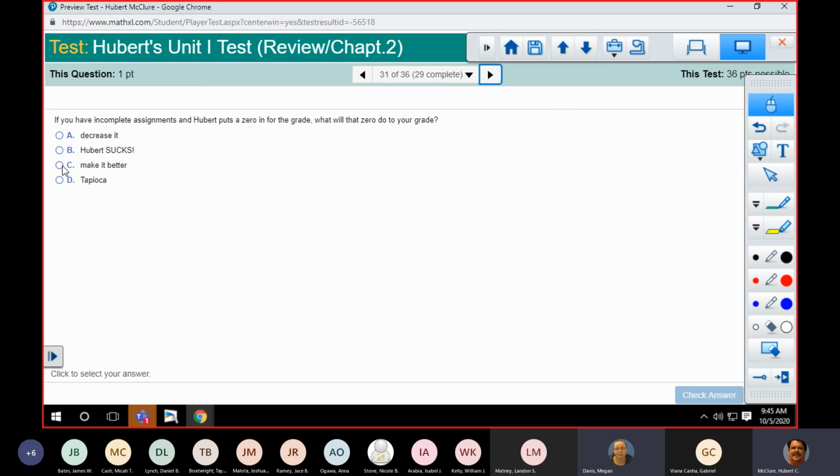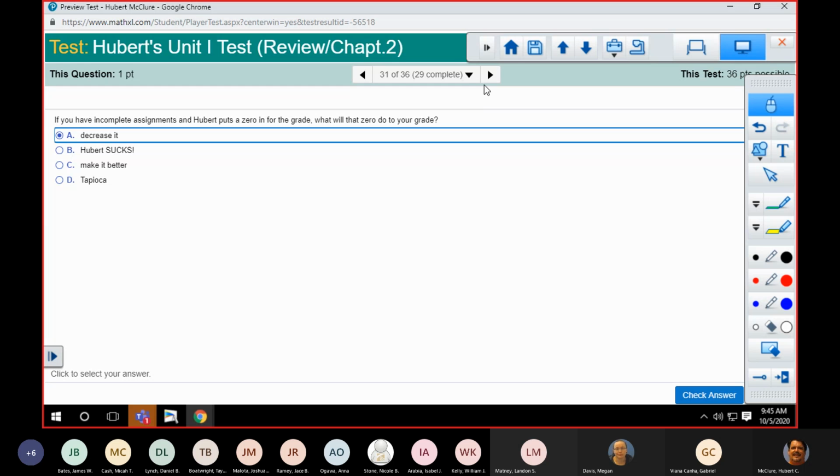Actually, I try to make this one easy. This is the second one that's a bear. All right. What does zeros do to your grade? Decrease it.